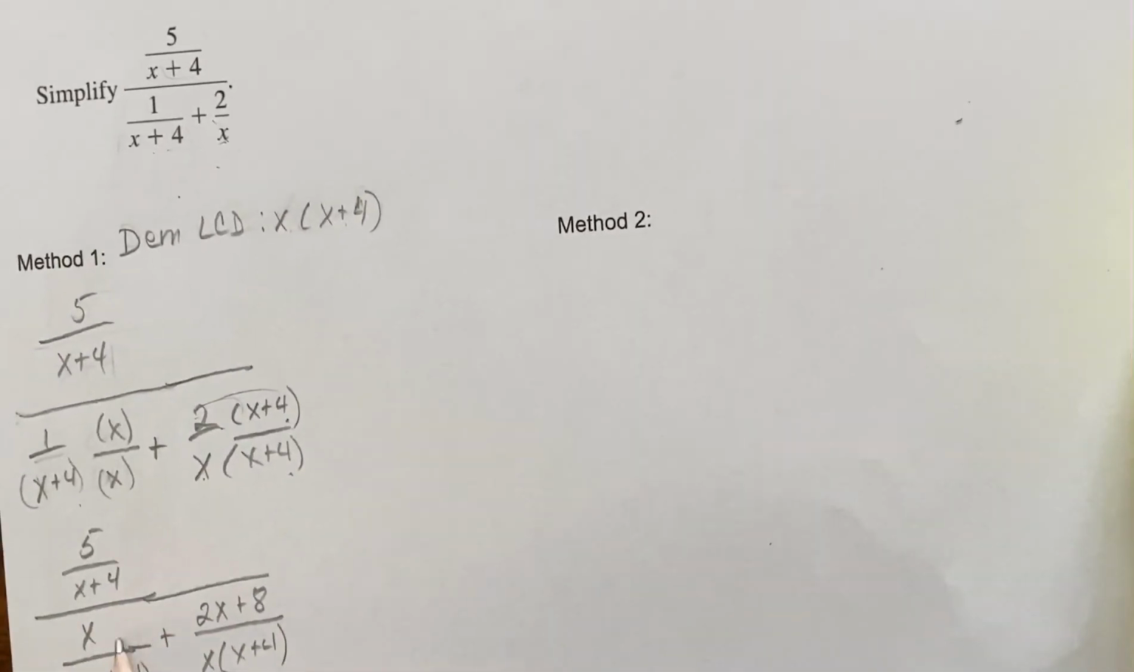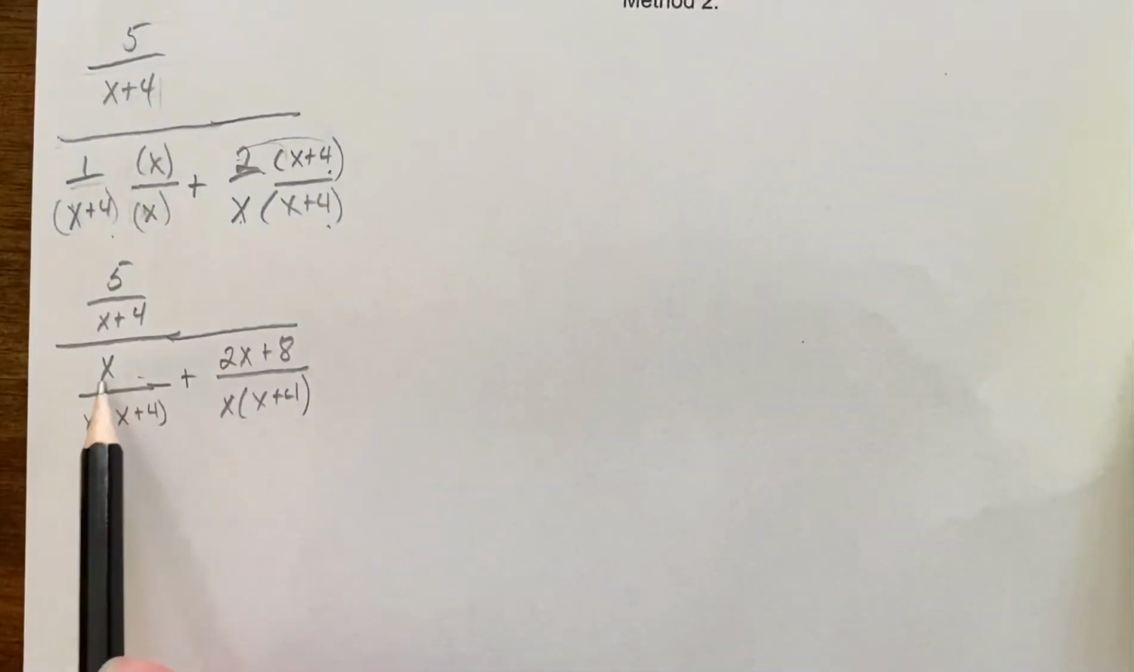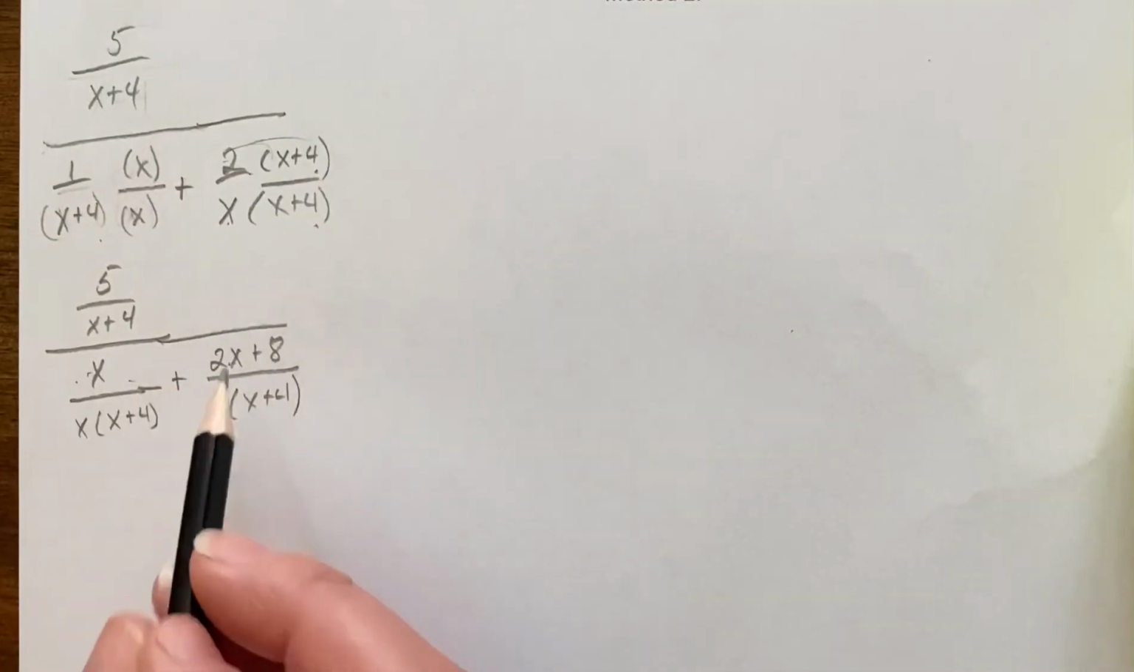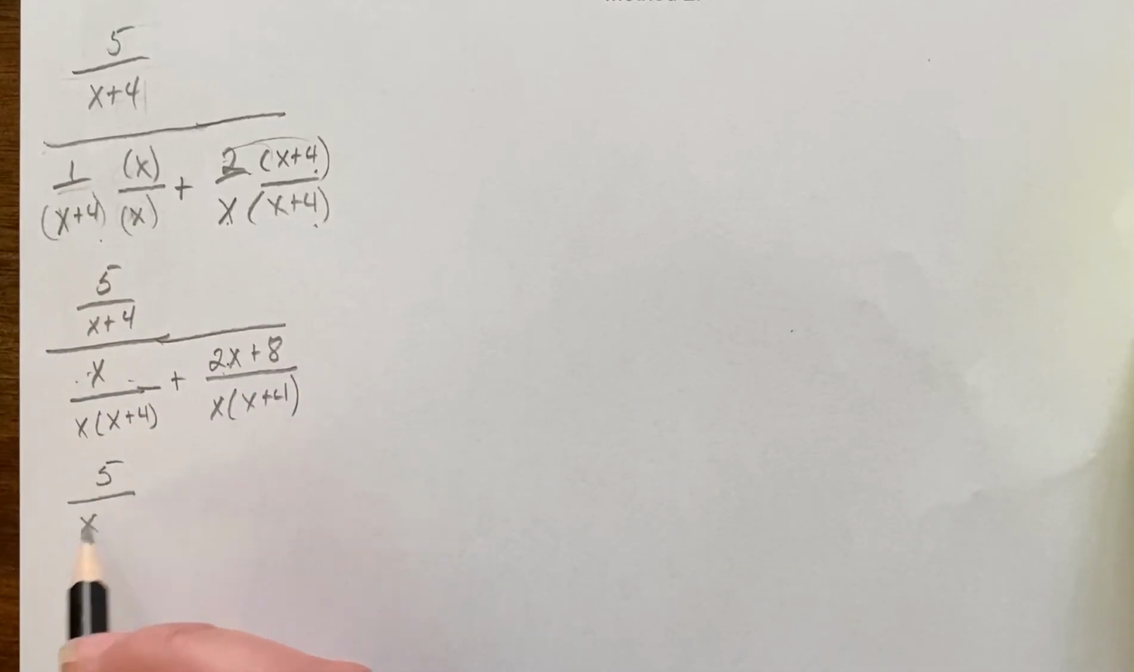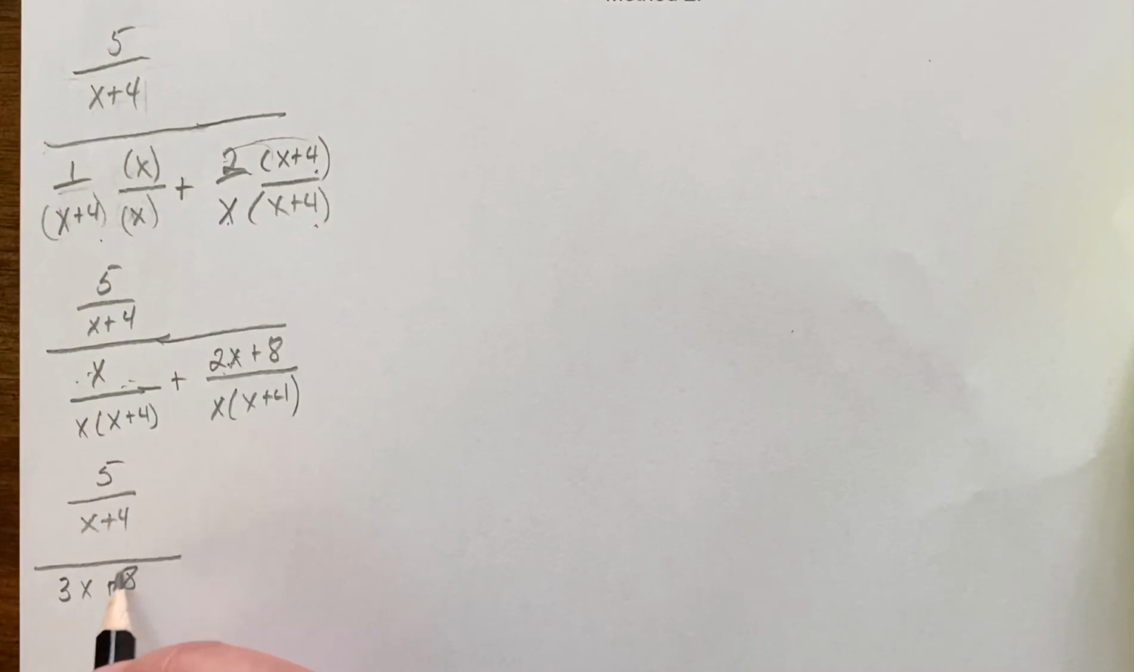Okay, so now I can combine my numerators here, put together my like terms. So we have 3x in the numerator. Again, just bring down that 5 over x plus 4, 3x plus 8 over x times x plus 4. All right, so that's at least the simplified part.